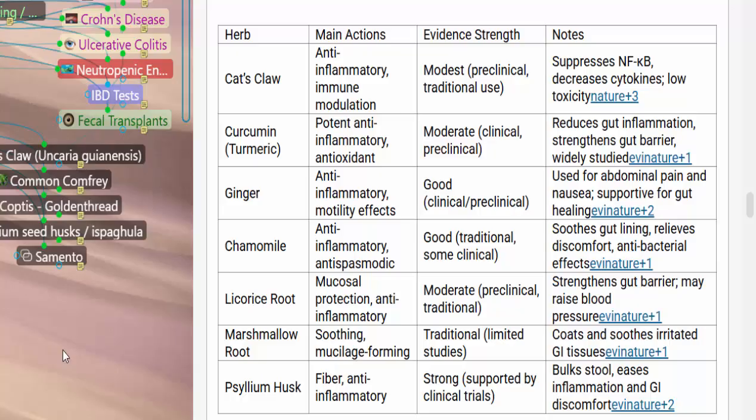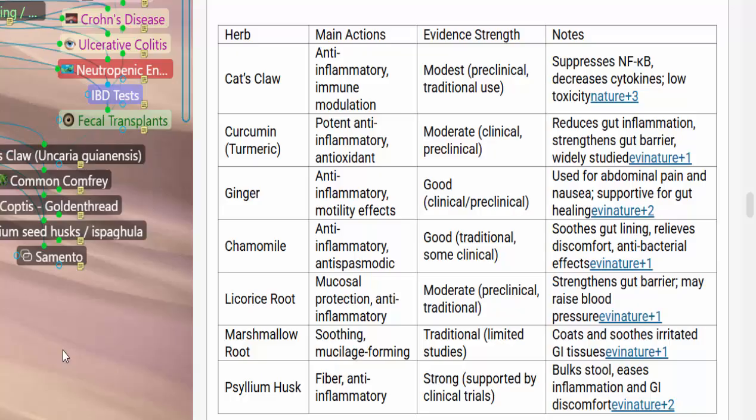It strengthens the gut barrier, but it may raise blood pressure, and if you're concerned about that, you use the deglycyrrhizinated version. Marshmallow is soothing and mucilage forming. There's limited studies, but it's traditionally been used. It coats and soothes irritated GI tissues.